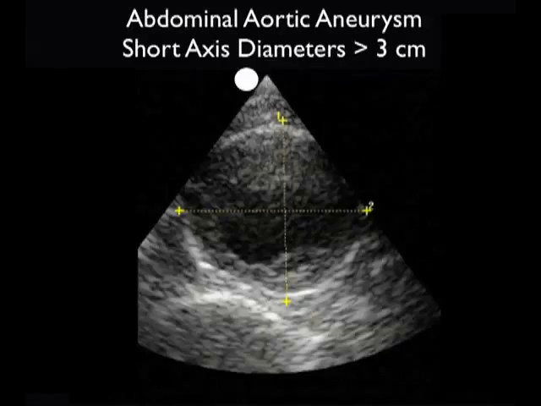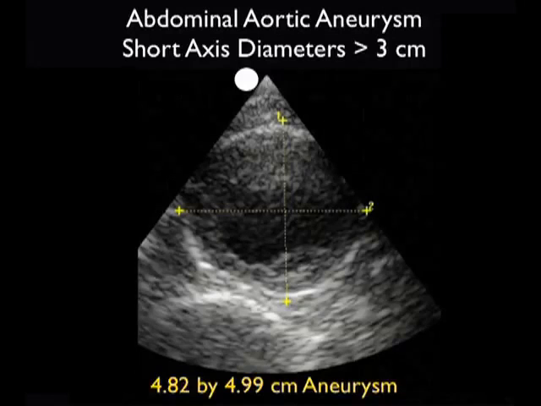Next, we're going to measure this abdominal aortic aneurysm, and notice we have a short-axis configuration including outer wall to outer wall, which includes the inner lumen and the outer thrombus, and we have a measurement of 4.8 by 4.9 centimeters, meeting the criteria of a AAA greater than 3 centimeters.